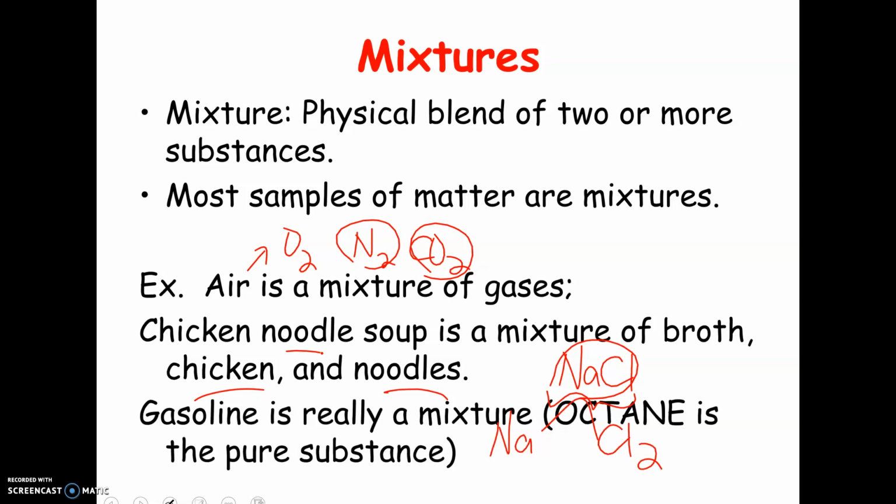Gasoline is actually a mixture. Octane is the important substance, but it's also got ethanol and some other things in it. So gasoline's not really pure octane. In fact, that's why if you've ever been to the gas pump, you'll see like 89, 92, the different grades of gasoline. It's the percentage of octane in the gasoline mixture.